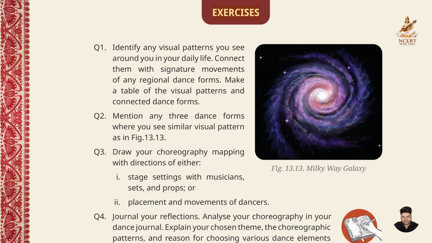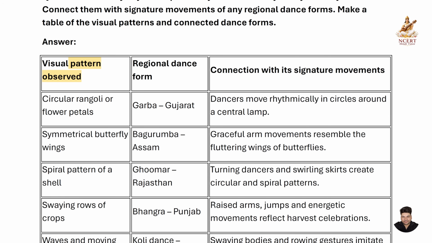Next, exercises. Question 1. Identify any visual patterns you see around you in your daily life. Connect them with signature movements of any regional dance forms. Make a table of the visual patterns and connected dance forms. Answer. Visual pattern observed. Regional dance form. Connection with its signature movements.